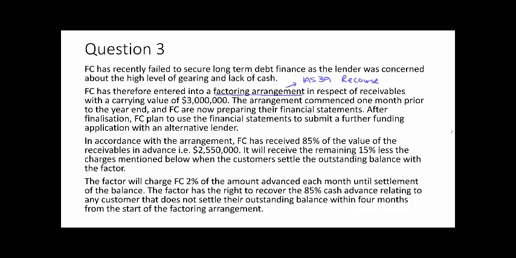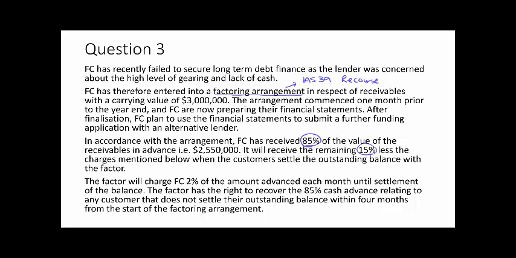So in this case, it says the receivables balance was 3 million and the factoring arrangement started just 1 month prior to the year end. We're now trying to prepare the financial statements, and the plan is that when they're prepared, we will resubmit them to other lenders to see if we can find alternative sources of finance. So the arrangement is that we receive 85% of the value of the receivables in advance, and the remaining 15% less any charges when the customer settles the balance. The factor is intended to charge us 2% of the amount advanced each month until settlement of the balance.